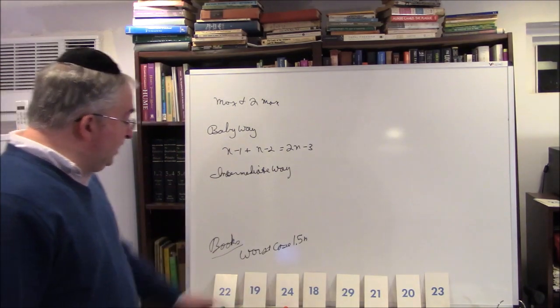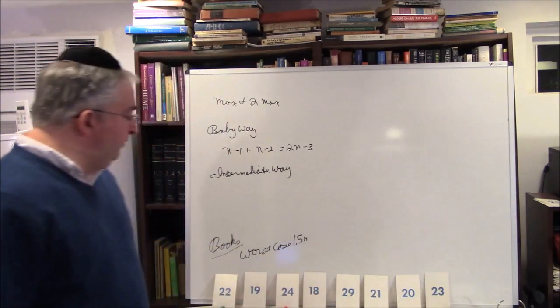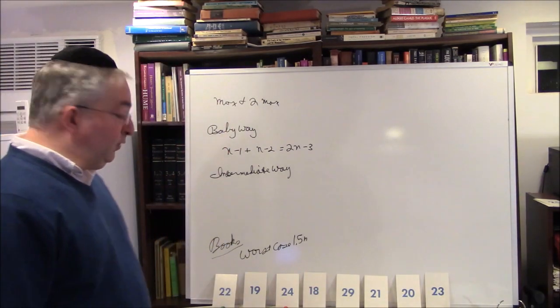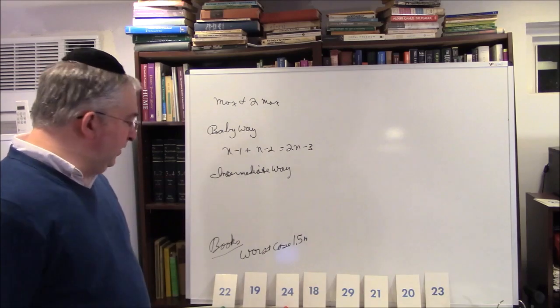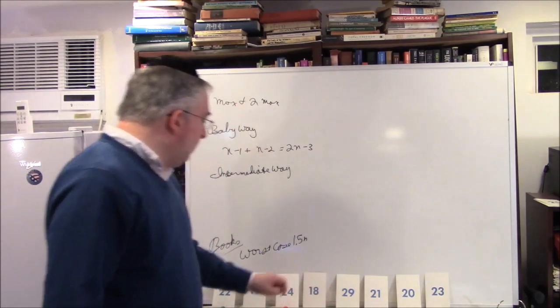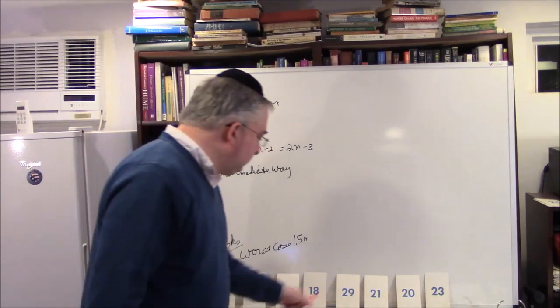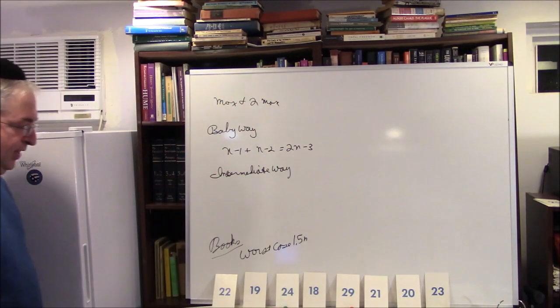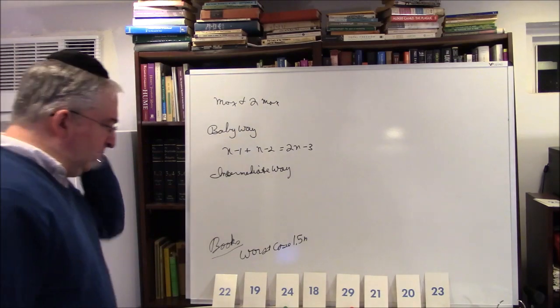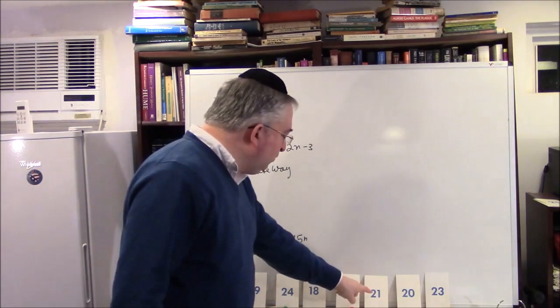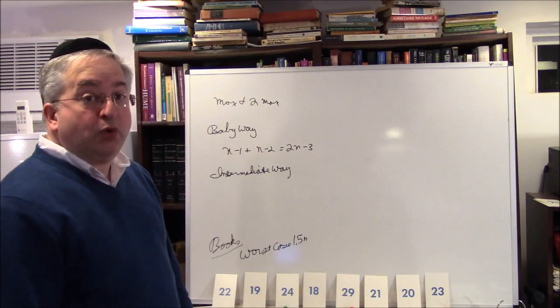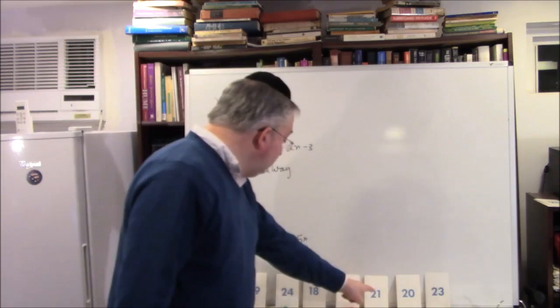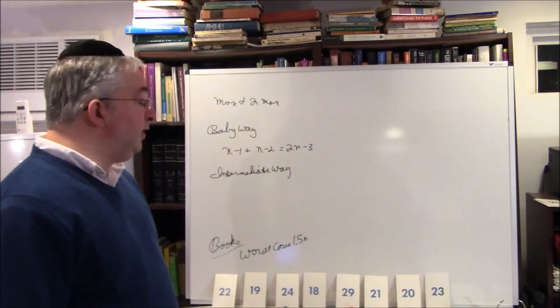Next, is 18 larger than 24? Answer no. Did one comparison, said no. Is 29 larger than 24? Yes, it is. So he becomes Max, and he becomes second Max. Very nice. Now, is 21 larger than 29? No, it's not. Then I have to do, is 21 larger than 24? No, it's not.